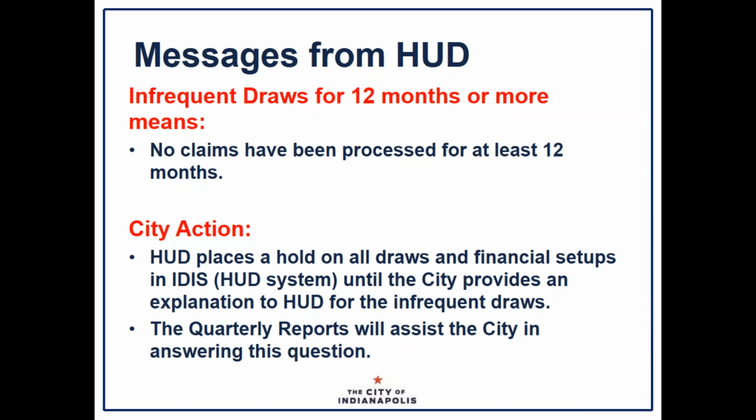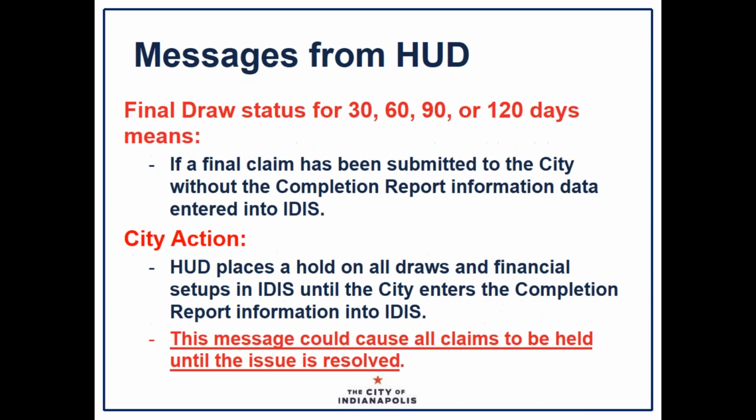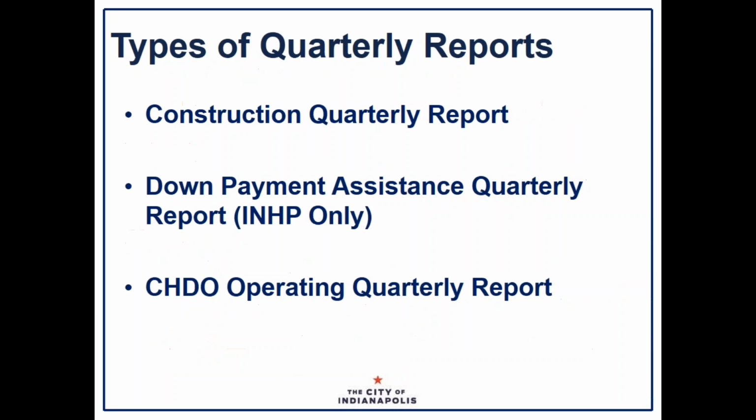And also, the reports will assist the city in answering these questions that HUD, the red flags, asks us. All right, and the final draw status for 30, 60, 90, or 120 days basically means a final claim has been submitted to the city without the completion report information data entered into IDIS. So once again, HUD is making sure that we're getting the completion information into the system in a timely manner. Like I said, HUD will place a hold on all activities if we don't satisfy that red flag, and that message could hold all claims up until that issue is resolved.